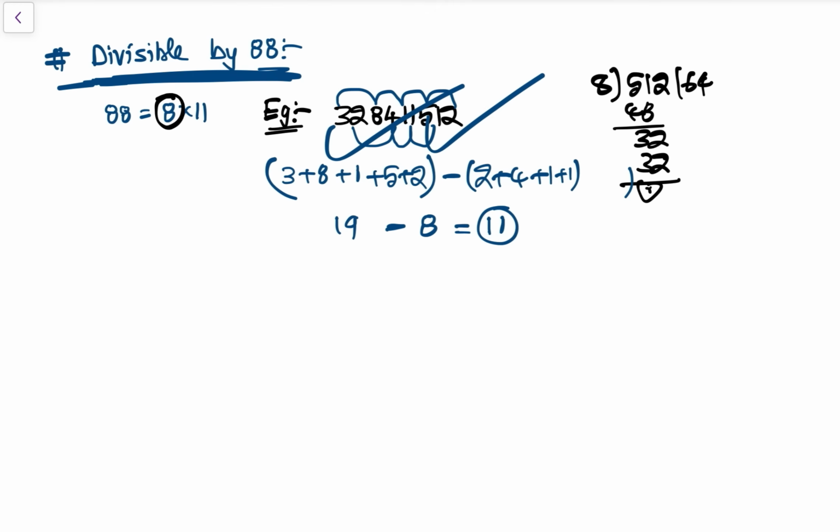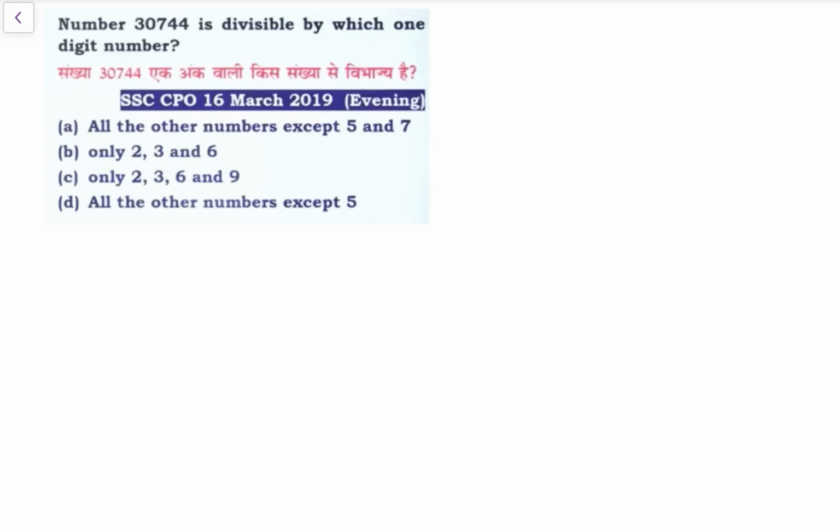Now let's solve questions based on divisibility rules. First, let's see this question asked in SSC CPO 2019. With this question, the practice of all divisibility rules will be done once. See, is 30744 divisible by which one digit number? Which one digit number? See, one digit numbers are what? 1 2 3 4 5 6 7 8 9. These are one digit numbers.